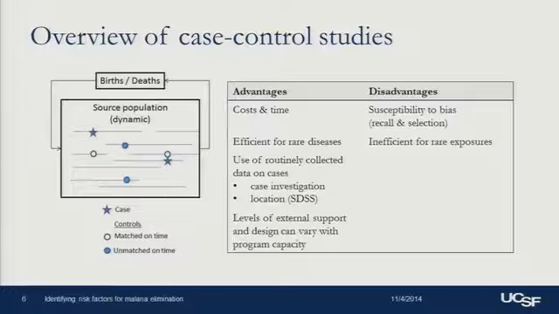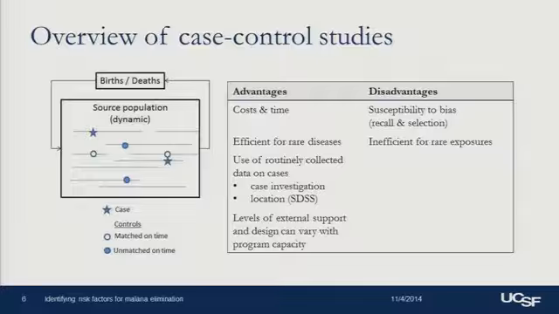Controls, then, should be representative of this same source population from which the cases arise, and they may be selected either matched on time, that is, as soon as the case arises, then a control would also be selected, or unmatched on time at any point during the study period. And which option you choose depends on whether these exposures vary over time. This is one factor. So there are a number of advantages and disadvantages to case control study. They are very cost effective. They're efficient for looking at rare diseases.